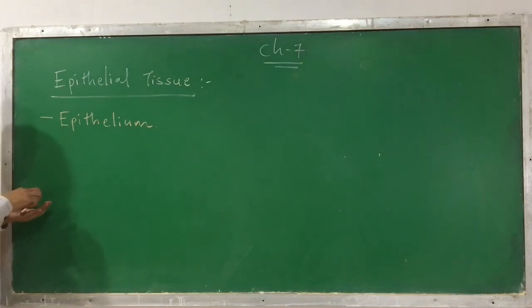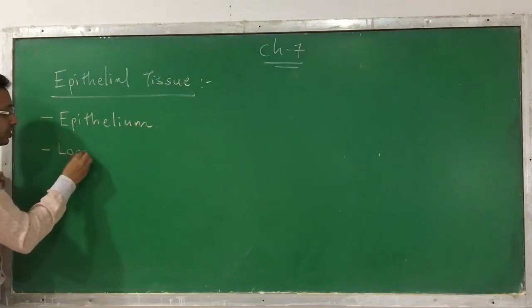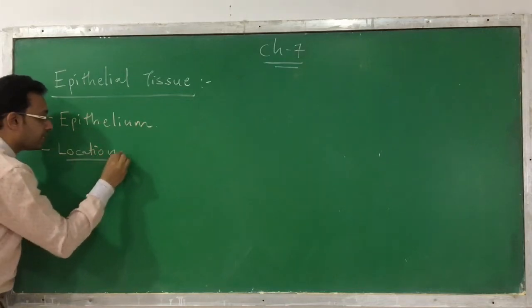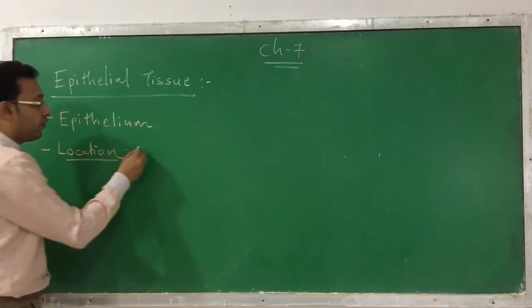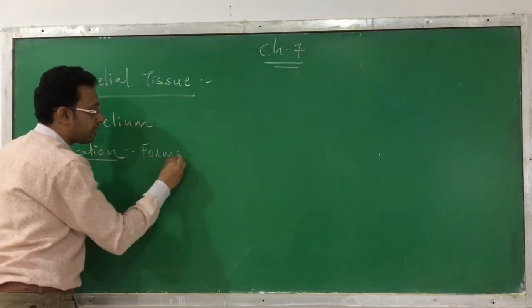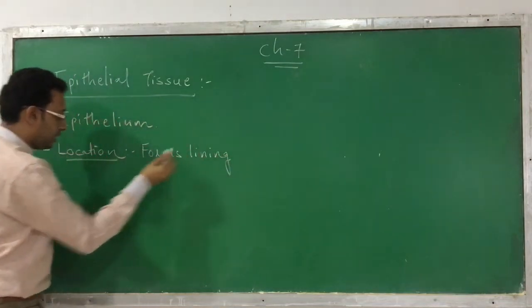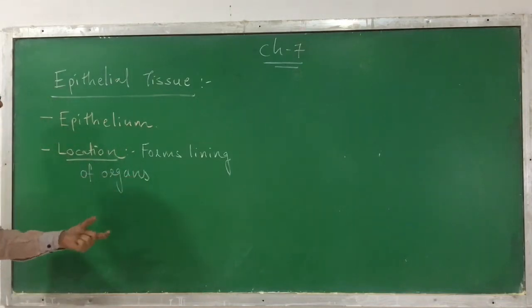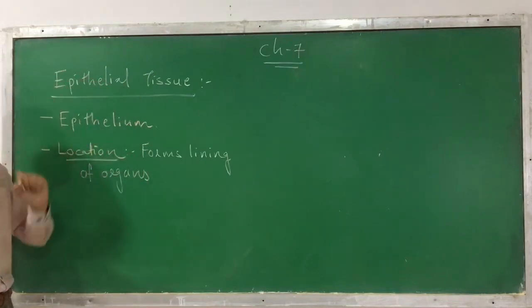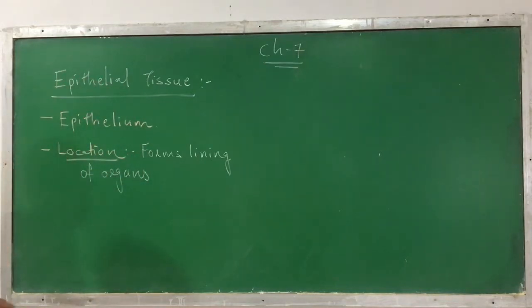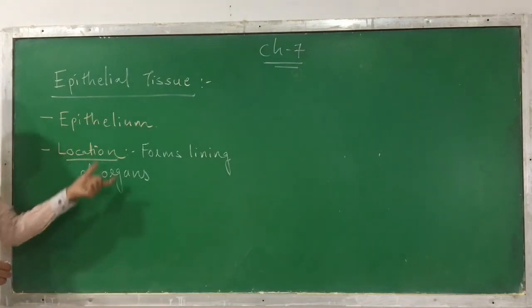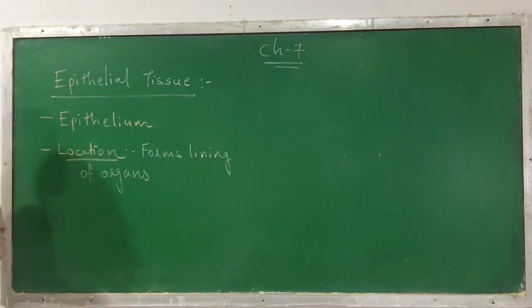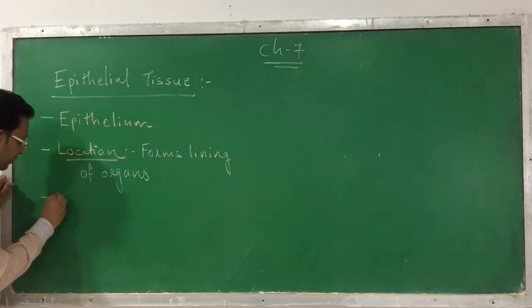So let us first discuss the location where this kind of epithelial tissue or epithelium is found. This epithelial tissue forms the lining of organs. Various organs, their linings and their boundaries, are made up of this kind of tissue called epithelial tissue. Even the outer layer of the skin is made up of epithelial tissue. It is protective in nature, and this tissue can perform a variety of functions.